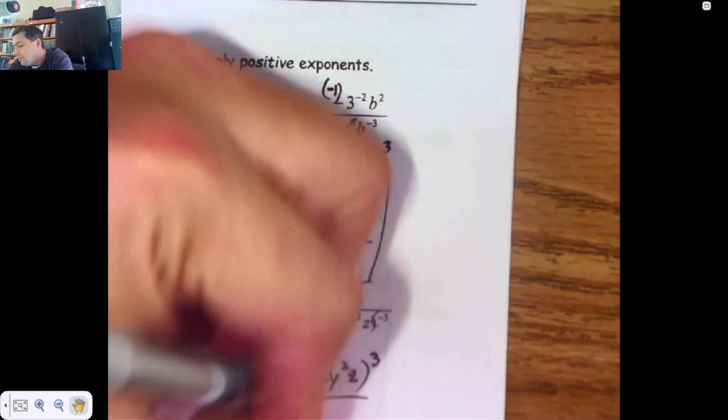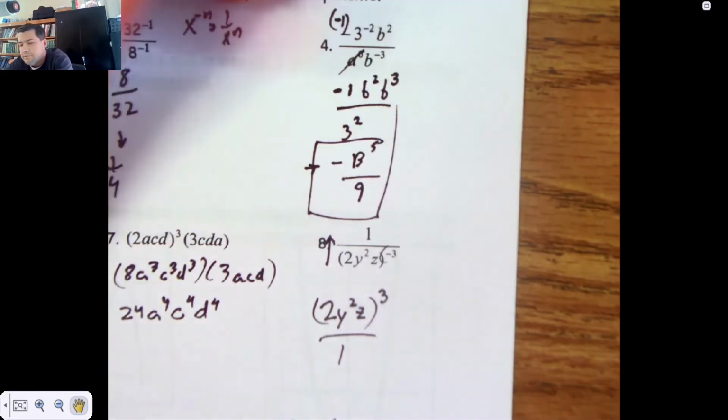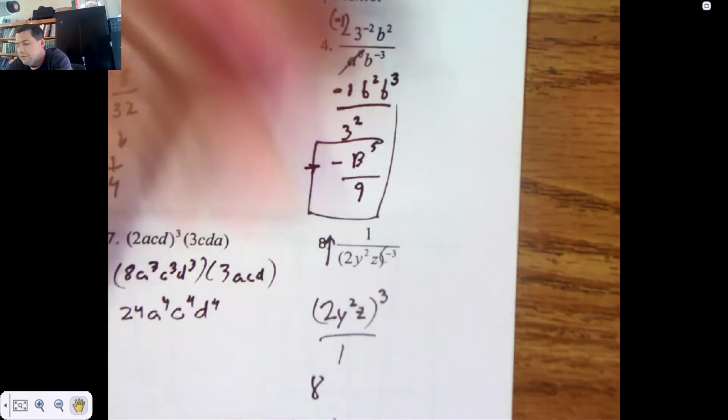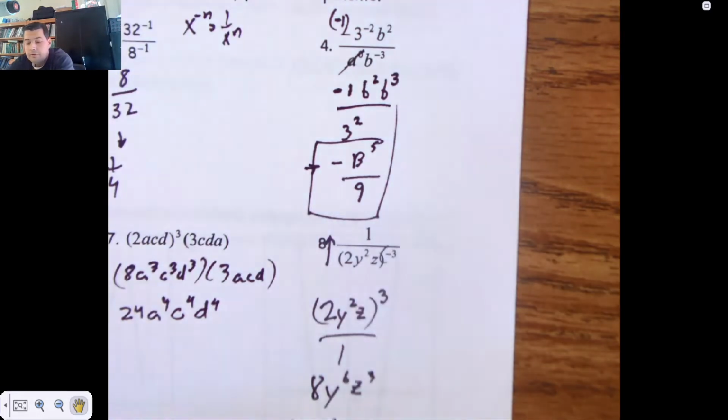There's that whole negative exponent deal. So I'm just going to shift the whole blasted thing up top. 2y squared z all cubed now, sitting over a 1. Then I cube each piece. 2 times 2 times 2 is 8. Y squared times y squared times y squared is y to the 6th. And then z cubed. Okay, moving on.